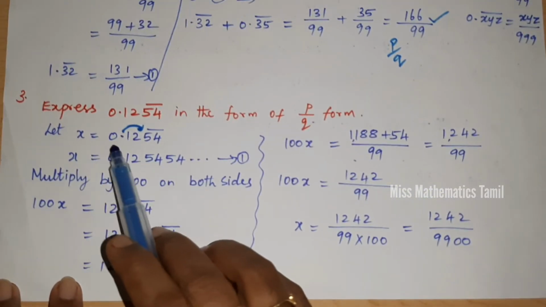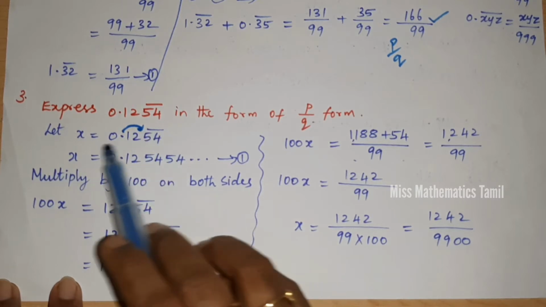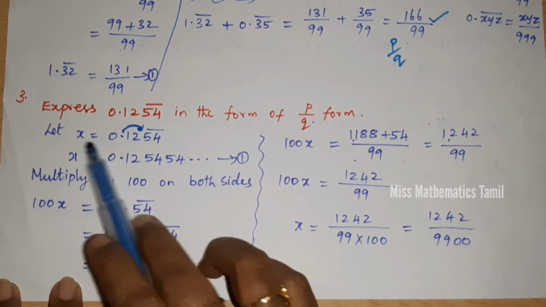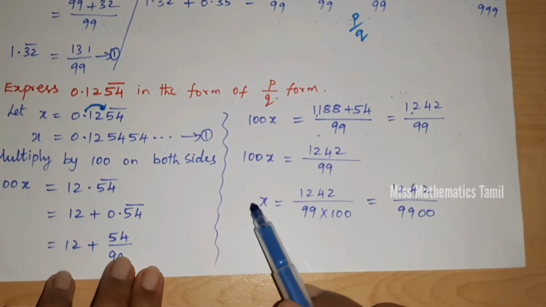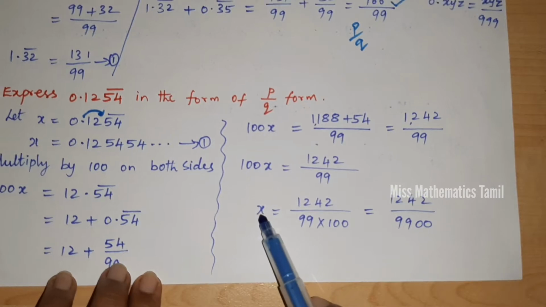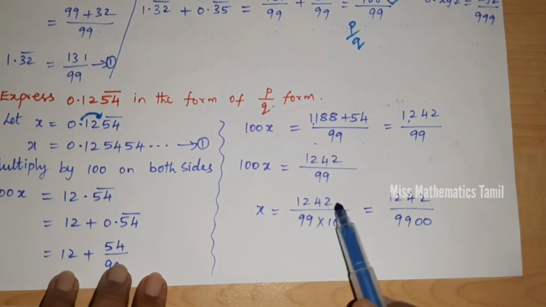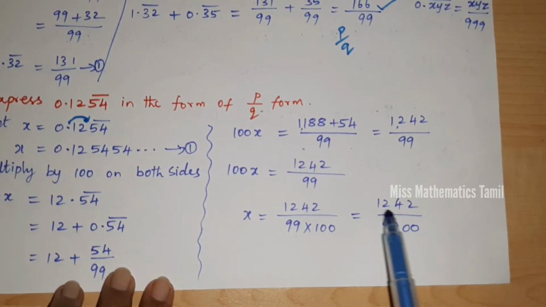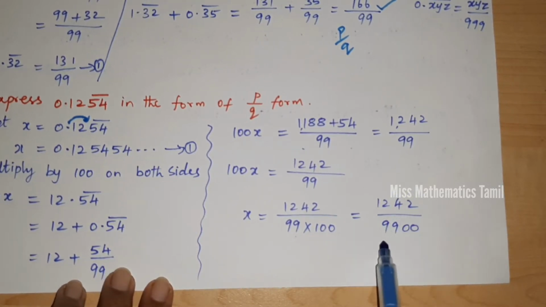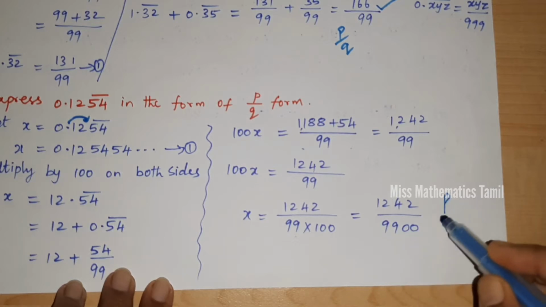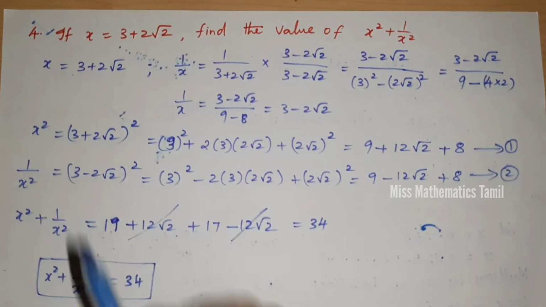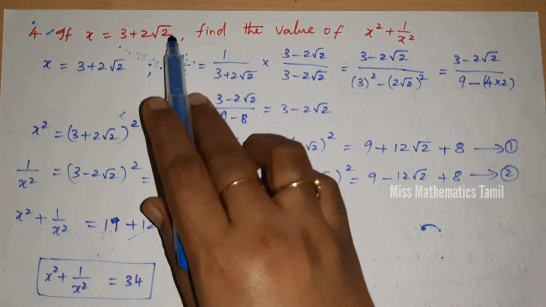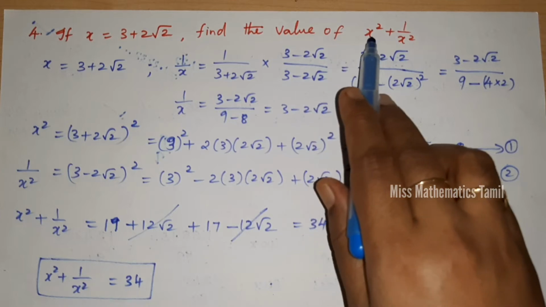We have to find x, right? This is the sum, 0.1254 bar. We have to change this number to p by q. So x is equal to, we have to find x only, so 1242 divided by 99 into 100 is equal to 1242 divided by 9900. This is the p by q form. Understood?